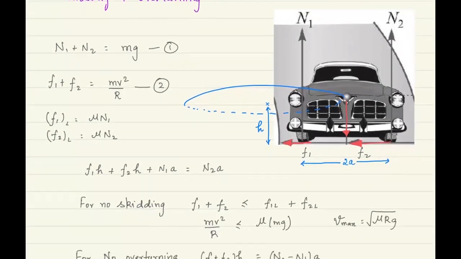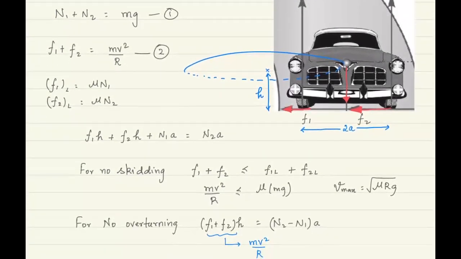Now for no skidding of this car, the sum of F1 and F2 should not exceed the limiting values. Now F1 plus F2, from equation 2, is mv square by r, and that must be less than or equal to mu times mg. So the maximum speed of the car for no skidding is root of mu r g. This we have done previously in the case of the cycle also. So here the maximum speed is this much.